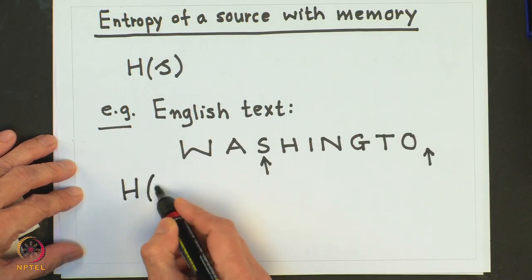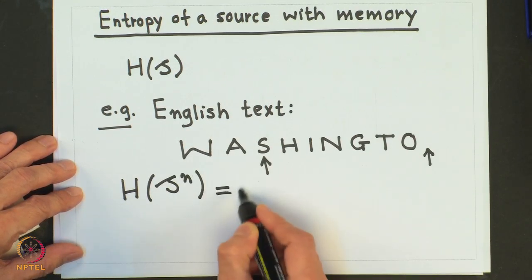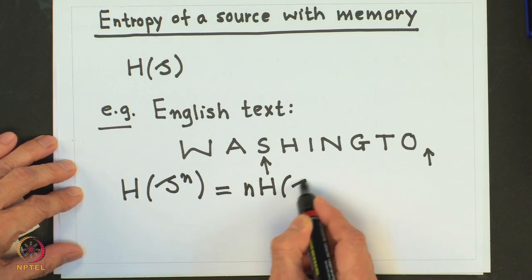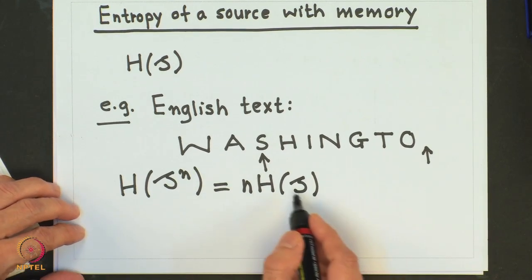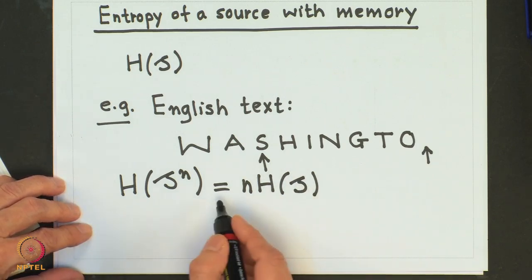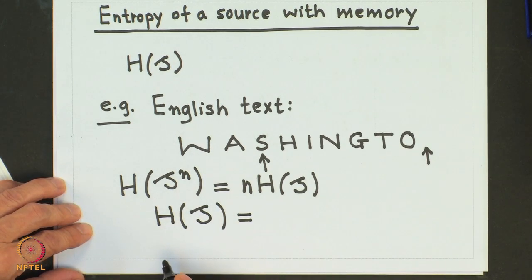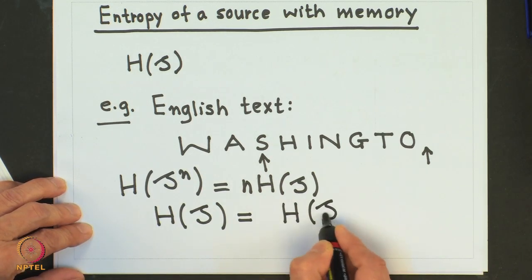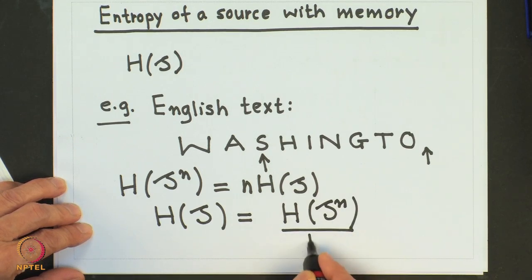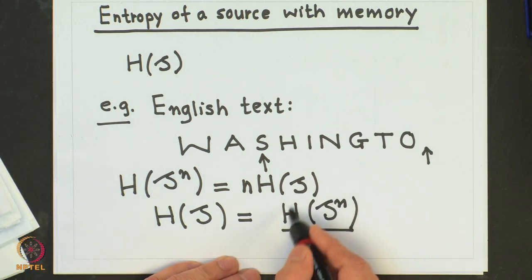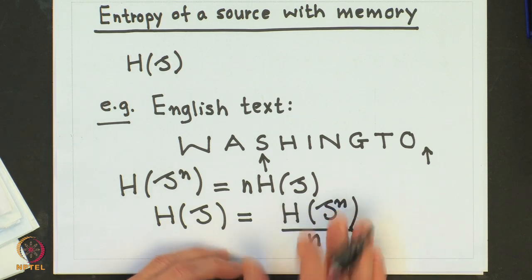We have also seen that if you take a discrete memoryless source and take its nth extension, then the entropy of the nth extension is equal to n times the entropy of the original source. So, what this means is that if I were to calculate the entropy of the original discrete memoryless source, I can also obtain it by calculating the entropy of the nth extension of the source and then dividing it by n. So, this is the entropy per symbol for the n symbol block.